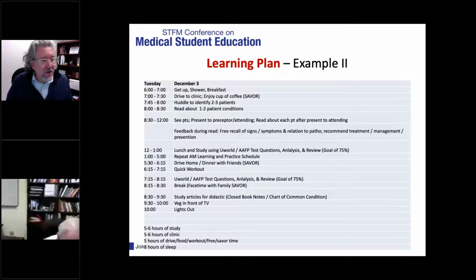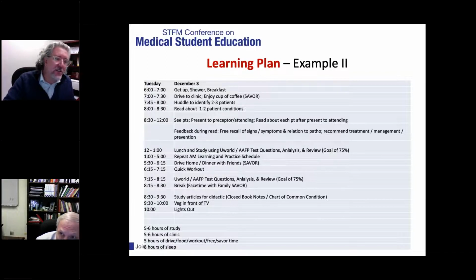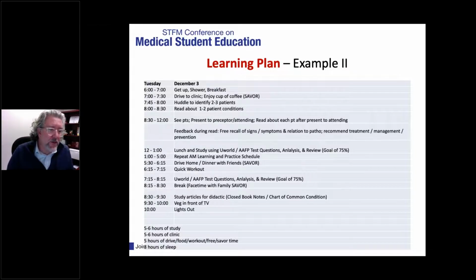Take this more detailed plan. It's still the same as what I showed you on the previous example, but it's broken out, right? Let's read about the 1 to 2 patient conditions that we've identified in the 2 to 3 patients that I'm going to see as a medical student in the morning. Right? After I present to my preceptor or attending, I'm going to continue to read more about each patient.